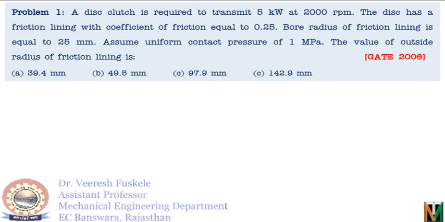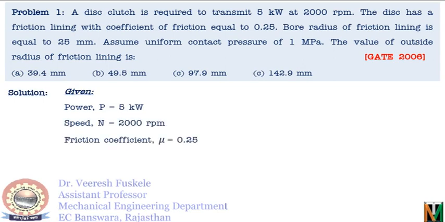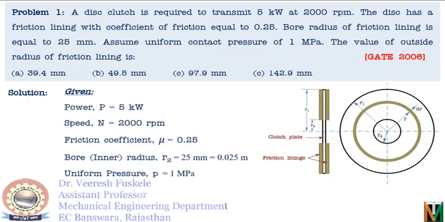Let us first write what are the things that are given. So we are given power P is equal to 5 kilowatt. The speed is 2000 rpm. Friction coefficient is given as 0.25 and the bore radius or the inner radius R2 is given as 25 mm, that is 0.025 meter. And also we are given the uniform pressure condition. The uniform pressure is given as 1 megapascal. So you can see in the figure that this is the bore radius R2 and we need to find this outer radius R1. So we have to find outer radius R1. So let's see how to proceed.